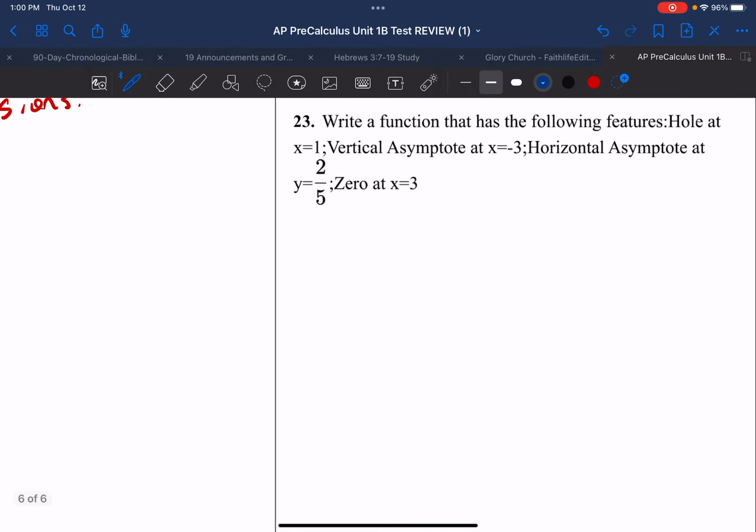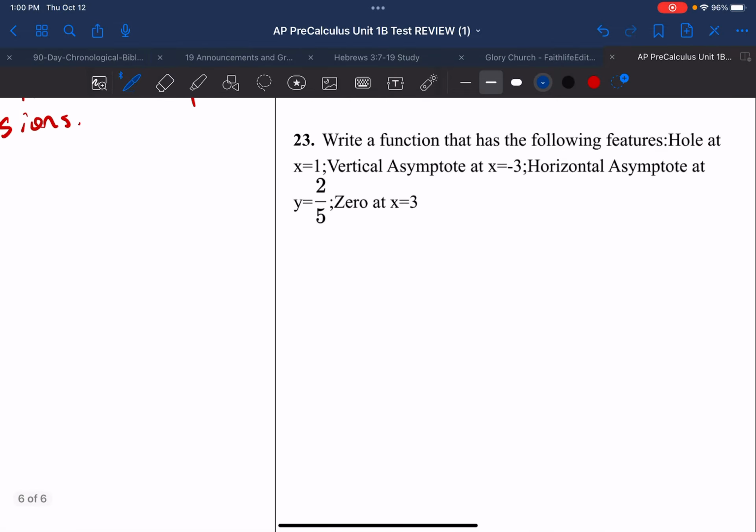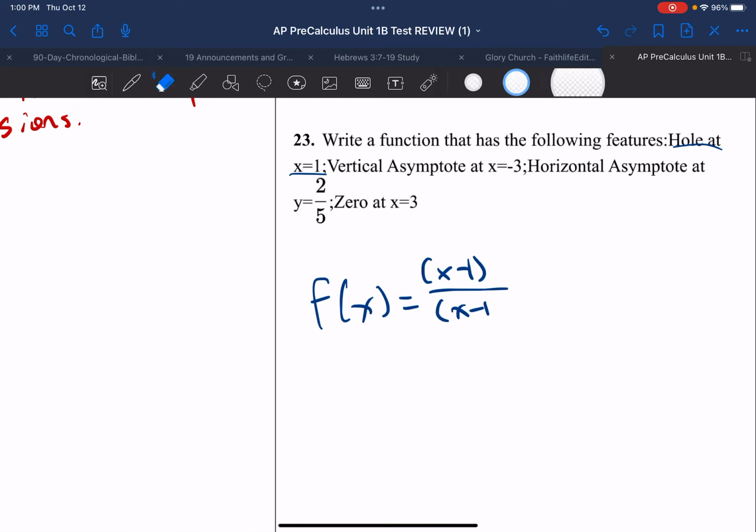Then the last one, write a function that has the following features: a hole at 1, vertical asymptote at -3, horizontal asymptote at 2/5, and a 0 at 3. So let's go piece by piece. Let's do a hole at 1. So I'm going to call my function f of x. You can call it whatever. But I have a hole at 1, so parentheses are liars, so I've got x minus 1 over x minus 1. I'll change my handwriting here just to make it a little bit more clear. x minus 1 over x minus 1.